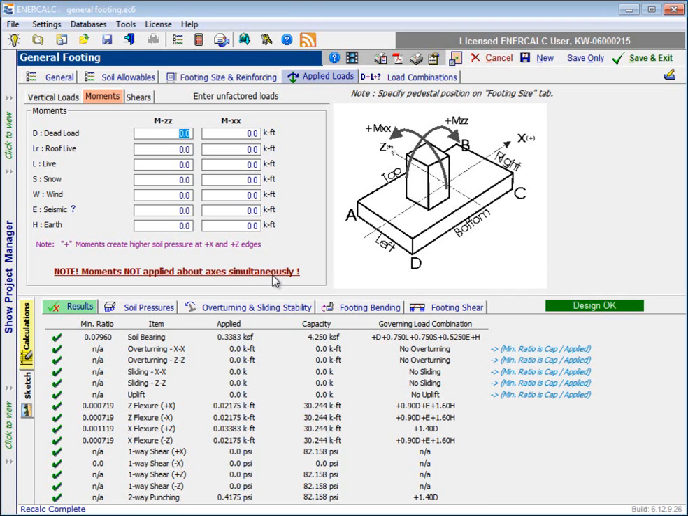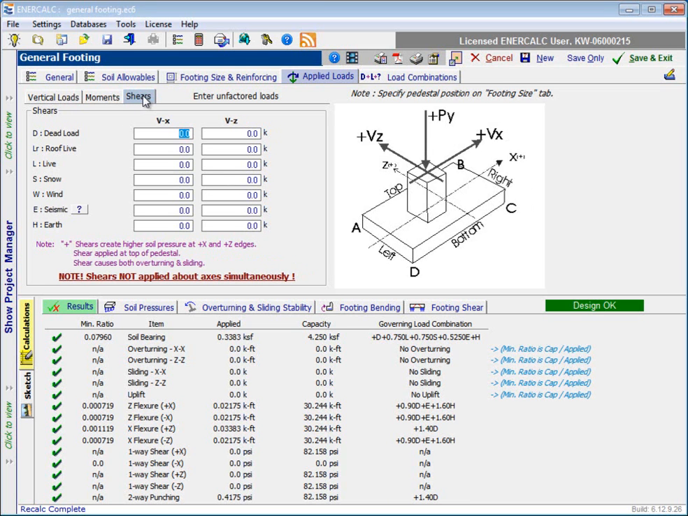So when we get down into the results section, we will see moments about the x-axis and moments about the z-axis. It's just important to understand that these are parallel analyses that are being run and parallel sets of results that are being reported, but they are not being combined or superimposed, and they do not interact in any way.